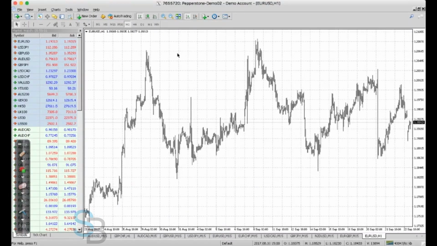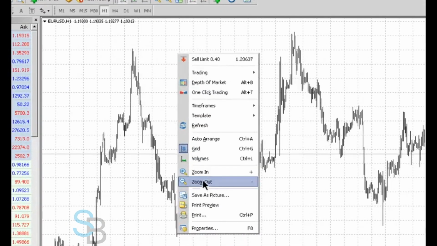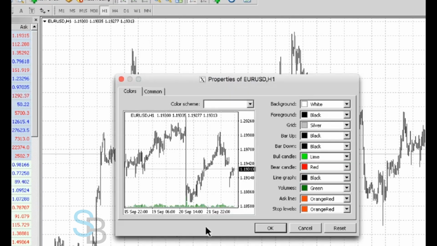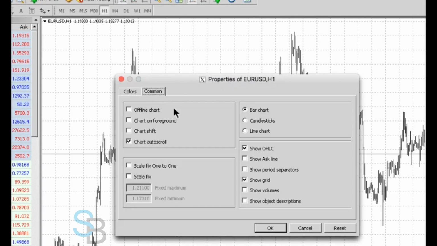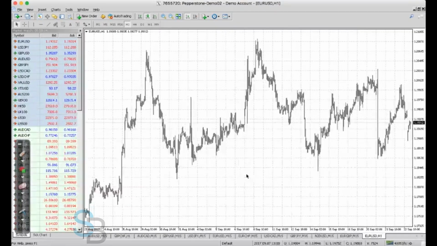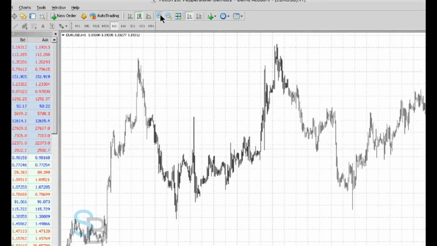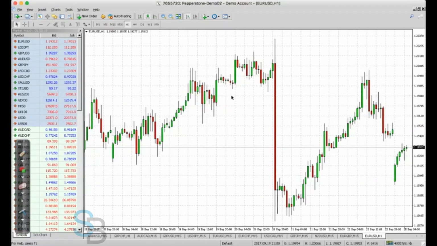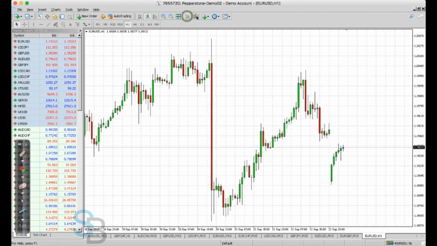Okay. Oops, forgot something. Right click again, go to properties, common, change it to candlestick patterns, right? Candlestick patterns. Okay, there we go. So again, we can zoom in, all right, and we can go all the way to the right there. Great. So we've got a chart properties in place.